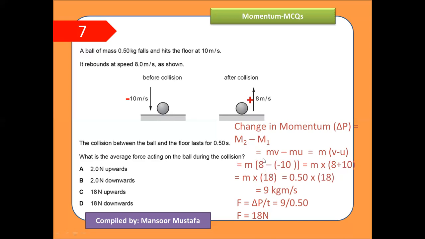Now final speed is 8 and the initial velocity is minus 10, so that will be minus into minus, that will become plus, so we'll get 18 and we multiply with the mass, so we'll get 9 kilograms meter per second. That is the change in momentum. And from this change in momentum we will calculate force, so we'll get an answer 18 Newton. Now it's confusing. In the previous case, when we were considering downward as positive, we were getting the answer minus 18, but now we are getting plus 18. So now what will happen? The answer has become different.